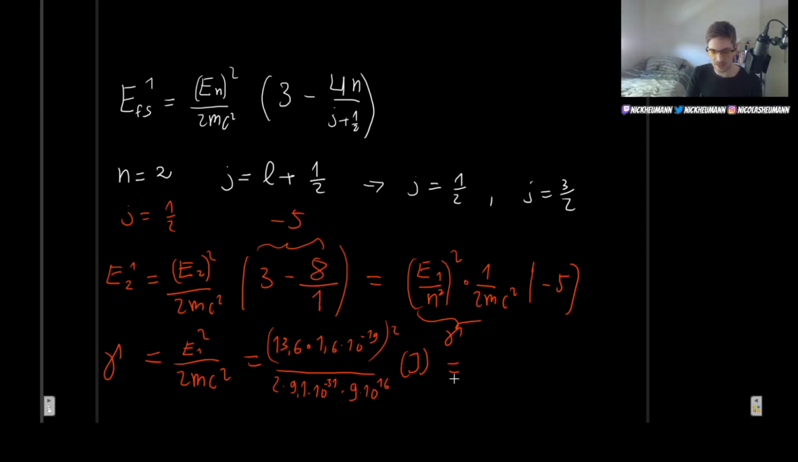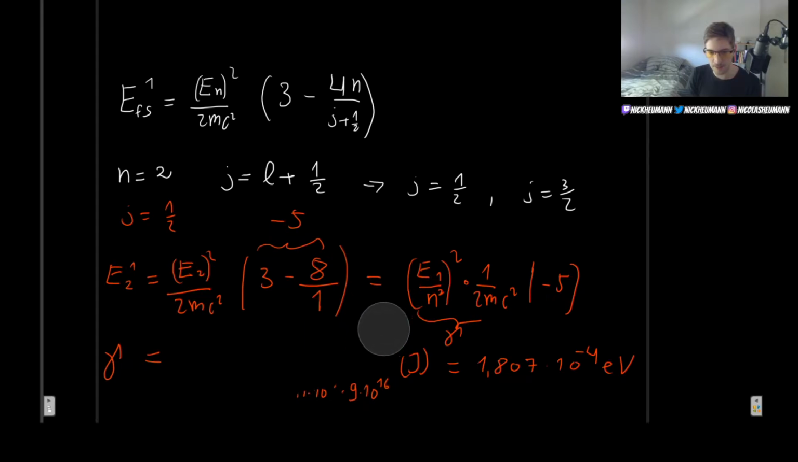All right, so let's multiply through. So 13.6 times 1.6 exponent minus 19, and all of that squared, divided by 2, divided by 9.1 exponent minus 31, divided by 9 exponent 16. And now we have to go to eV, and for that we have to divide by 1.6 exponent minus 19, right? So we end up with this being 1.806, actually 7 if we're going to end here, times 10 to the minus 4 electron volts, of course. All right, so this is the value for gamma.